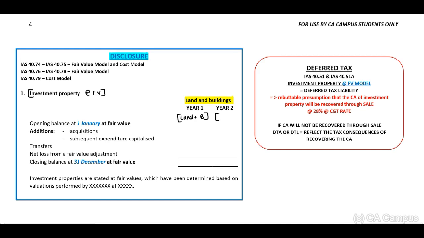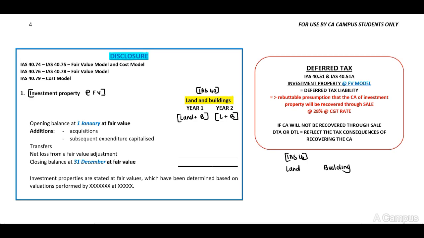The same with year 2. This is land plus buildings. Why? This is a requirement in terms of IAS 40 compared to IAS 16. In IAS 16, we will disclose land in its separate column and building in its separate column. Now this is IAS 16.